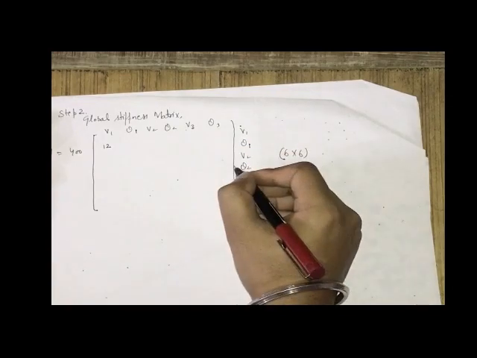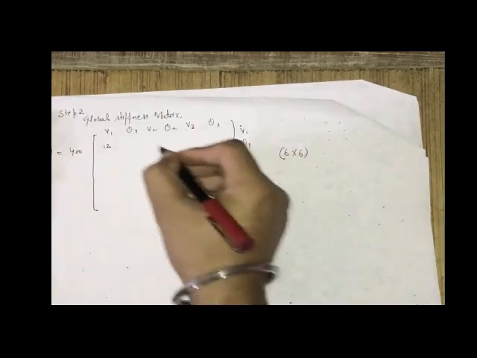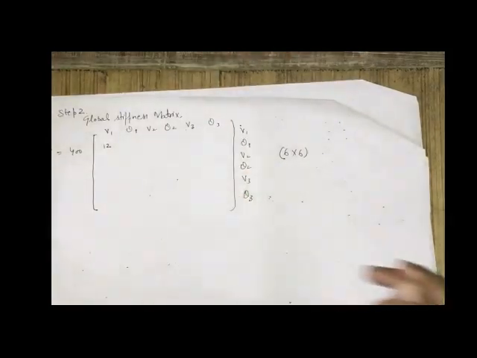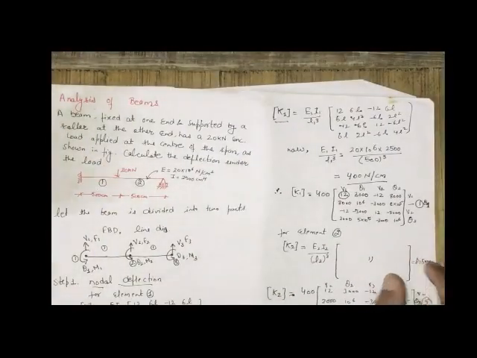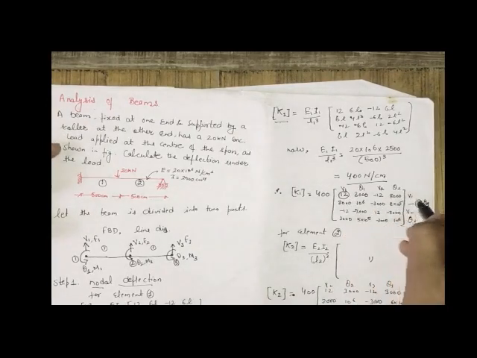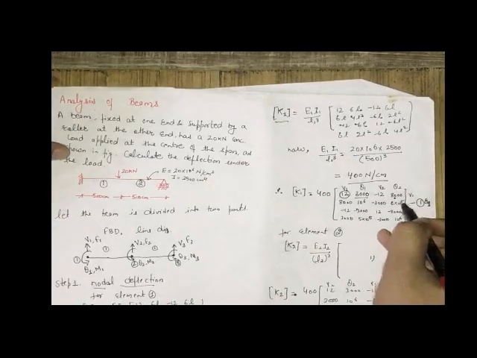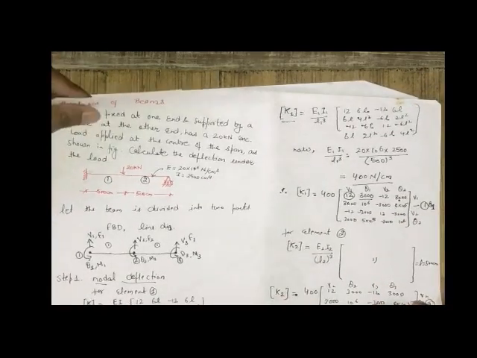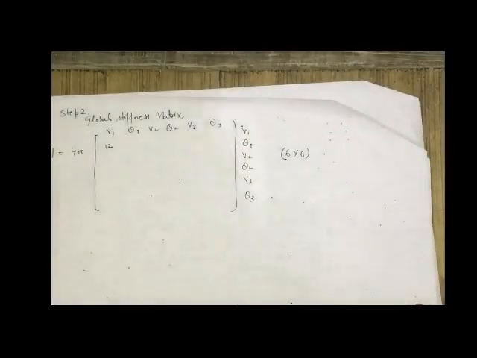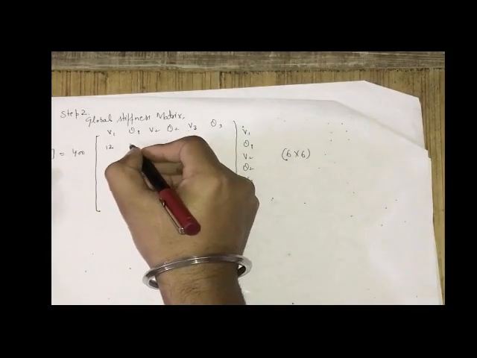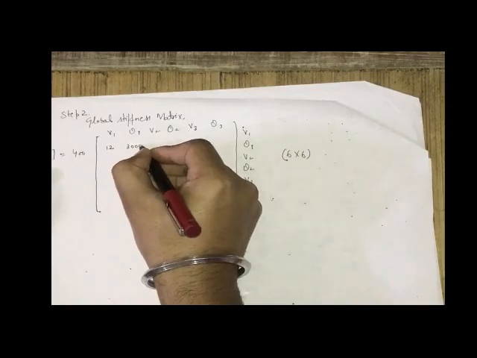Similarly, for V1 and theta 1, what value will we get? V1 theta 1, at the first row and theta 1, here 3000. So this value is 3000. Now theta 1 and V1 is also 3000.